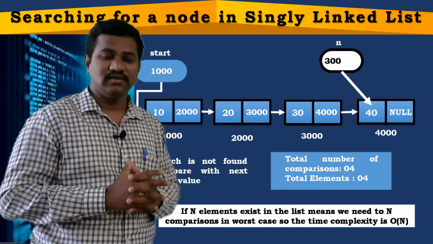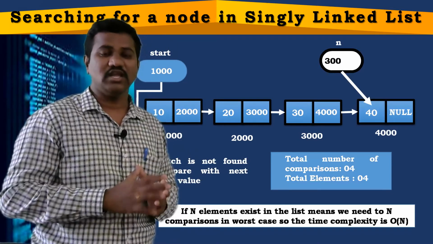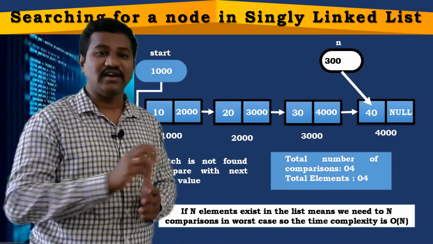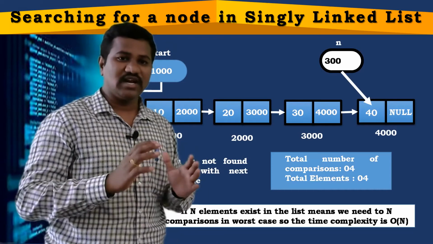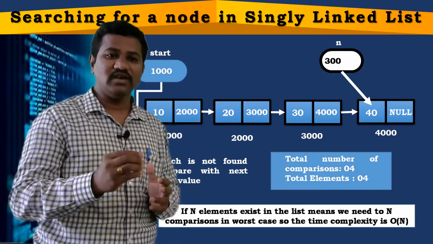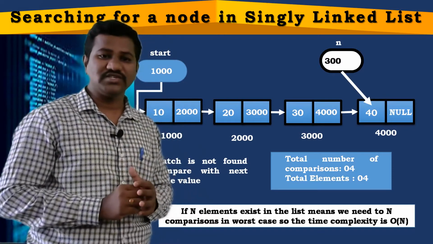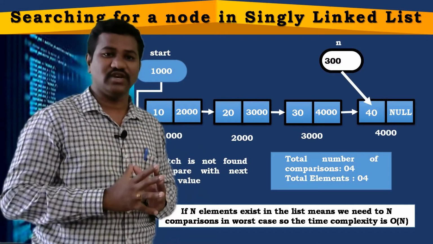That means you need to observe that if there are 100 elements in the list and you would like to search for an element which is not there, then how many comparisons do we need to do? 100 comparisons. Suppose there are 1000 elements in the single linked list and you want to search for an element which is not there. Then in the worst case, 1000 comparisons we need to do.